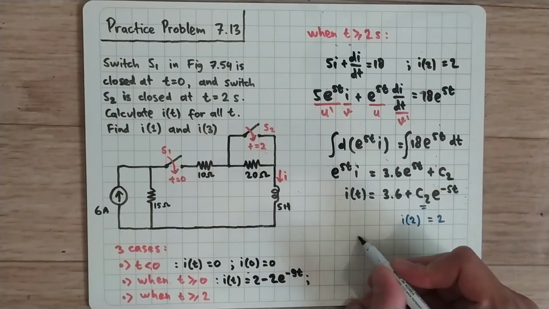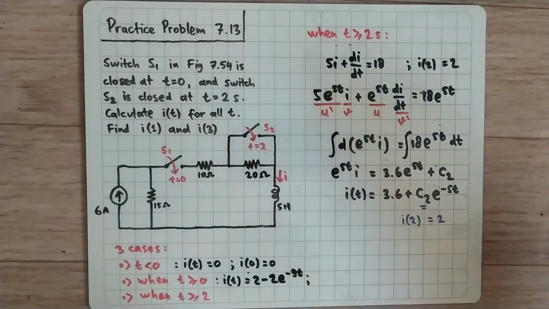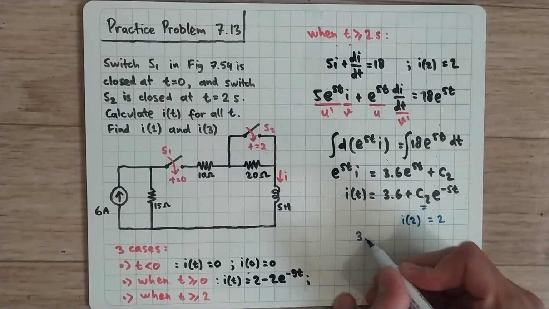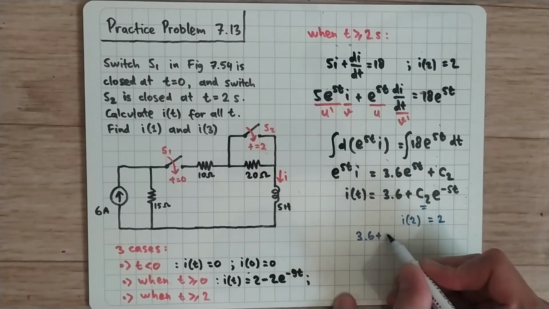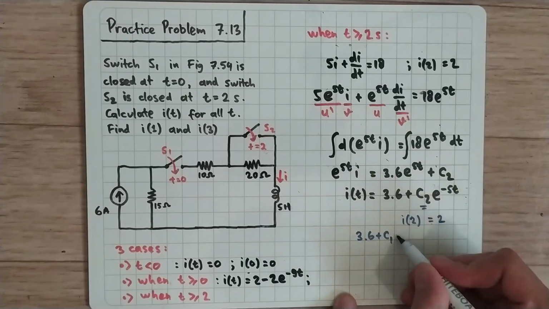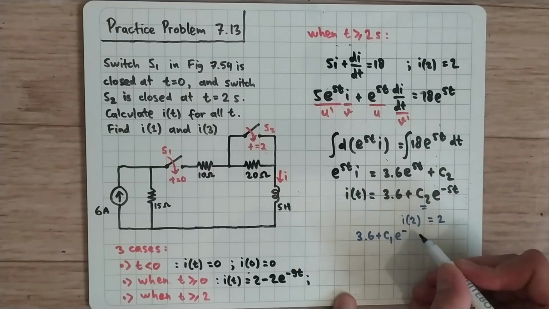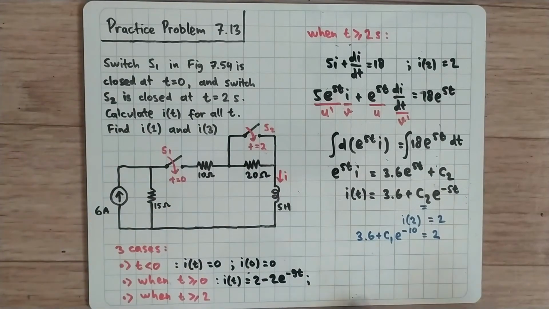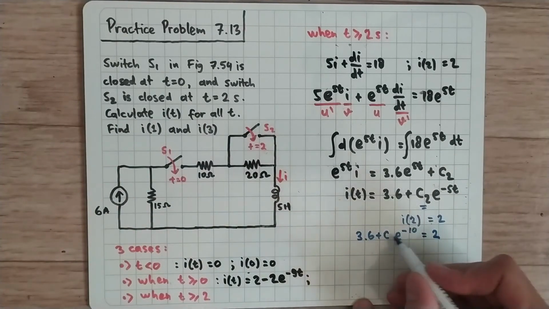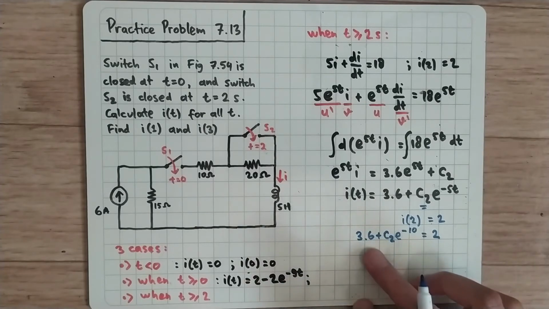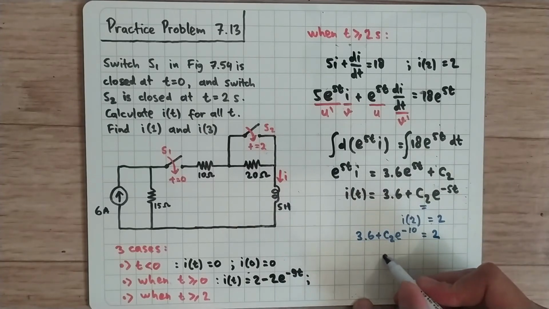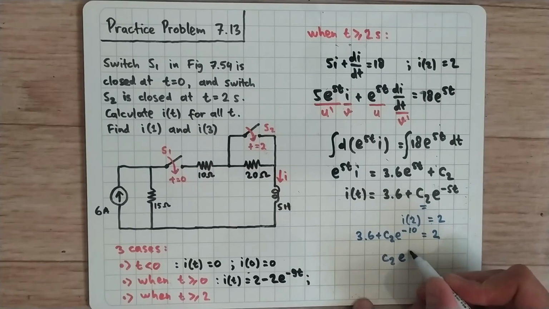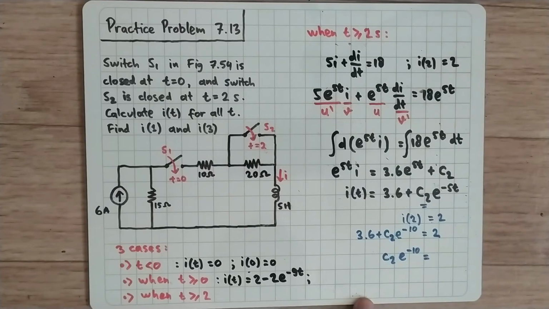So this is when we plug t is equal to 2 into this function. So we'll have 3.6 plus C2 e to the minus 5 multiplied by 2 is minus 10, and that will equal to 2. And this is not C1, this is C2, right? Okay, so I can move that to the right hand side. So I will have C2 e to the minus 10 is equal to, what is it?